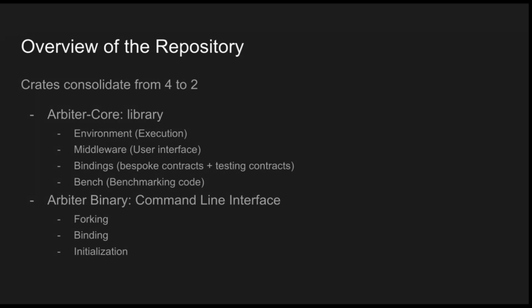Now, both of these are on crates.io, so you can simply cargo install Arbiter to get this. It should be super easy, and if you want to use the library, it's as easy as adding Arbiter core to your Cargo.toml. So this is pretty nice. Now, with that, we're going to dive into the code.